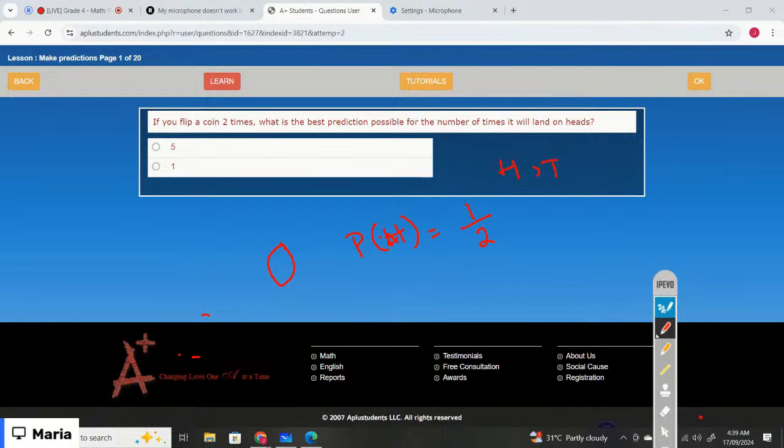So you flip a coin 2 times. So you did that 2 times. You have to find a possibility. If you flip a coin 2 times, how many times it will land on head. So you need to do the probability of head, multiply. You did that 2 times. You need to multiply it by the 2, right? So 2 and 2 cancel out. You are left with 1. So that means if you flip a coin 2 times, it will land on head 1 time. Got it? The correct option is option number 2.